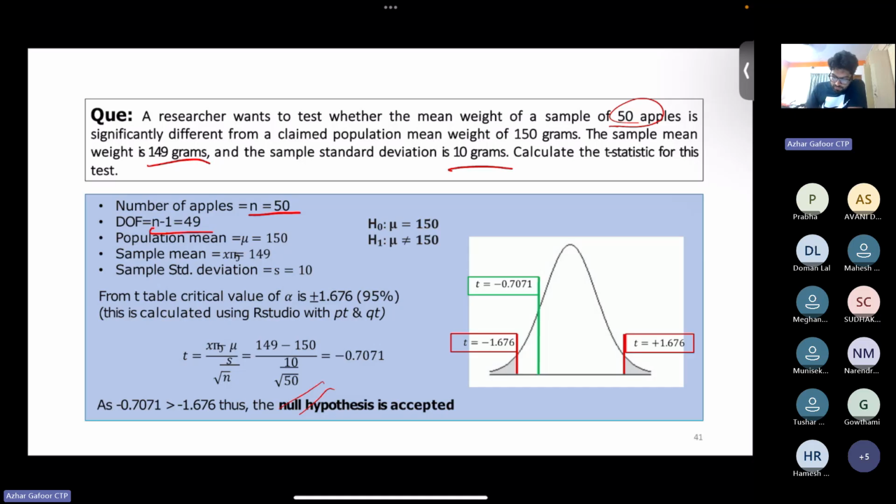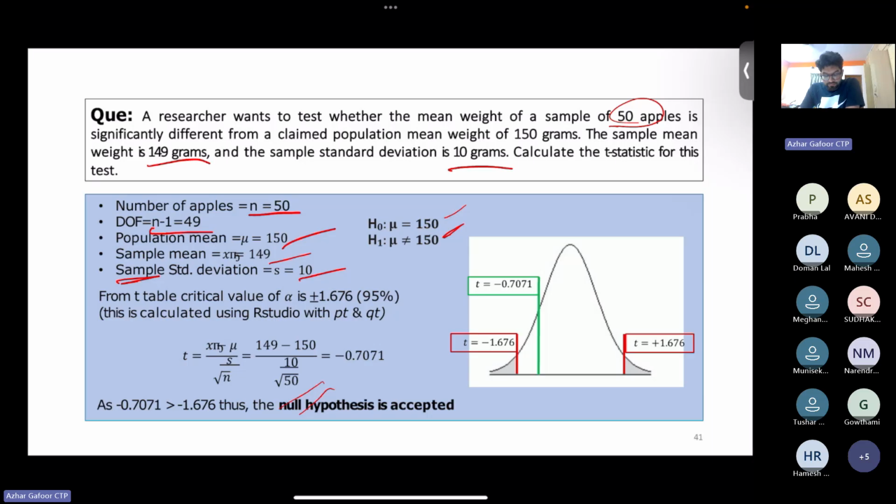Then we have the population mean given, then the sample mean given, and the sample standard deviation. If it was the population standard deviation, we could have used the Z test, but here we have to use the t test. Then we have H naught, which is the null hypothesis, and H1, which is the alternate hypothesis. So in this example, this is a two-tailed test.